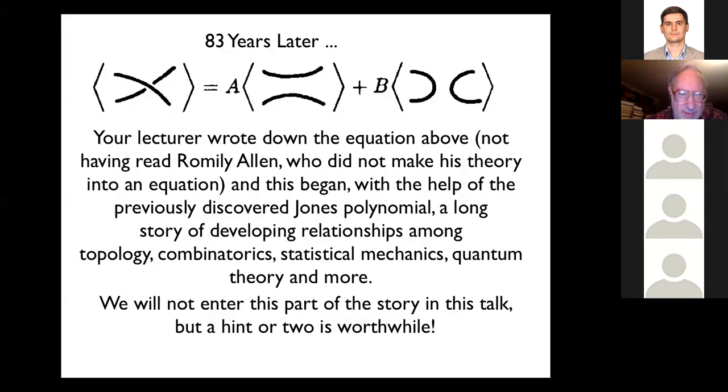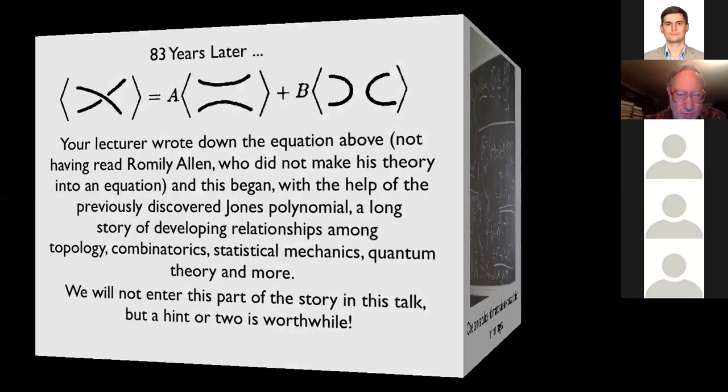83 years later than Romilly Allen's book, your lecturer wrote down this equation, not having read Romilly Allen, and this began, with the help of the previously discovered Jones polynomial, a long story of developing relationships among topology, combinatorics, statistical mechanics, quantum theory, and more. We won't enter into this part of the story in this talk exactly, but a hint or two is worthwhile.